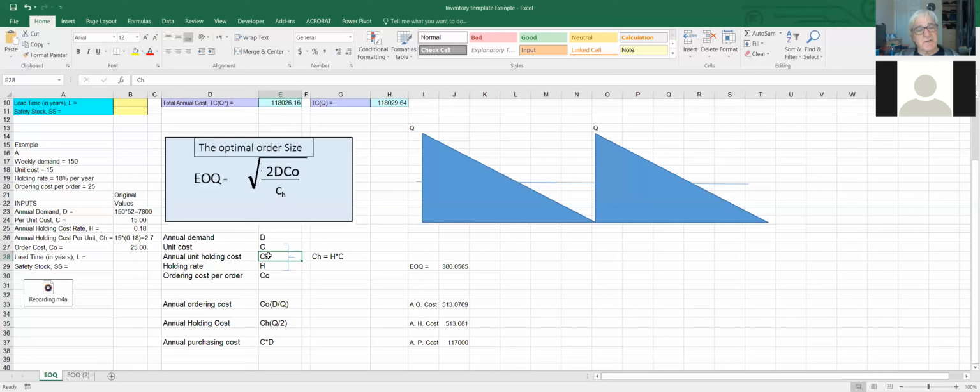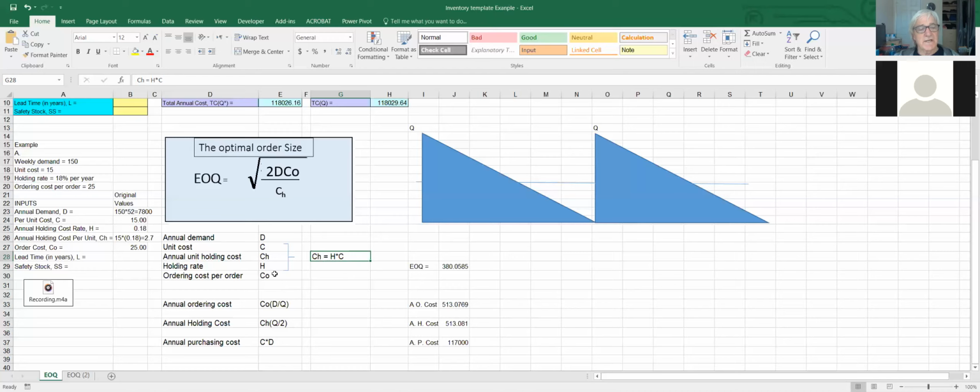So what you pay per year per unit is CH. There is a simple way of calculating it. It's a percentage of the unit cost. Here it is. H is this percentage called holding rate. Multiplied by the unit cost, you get the CH.